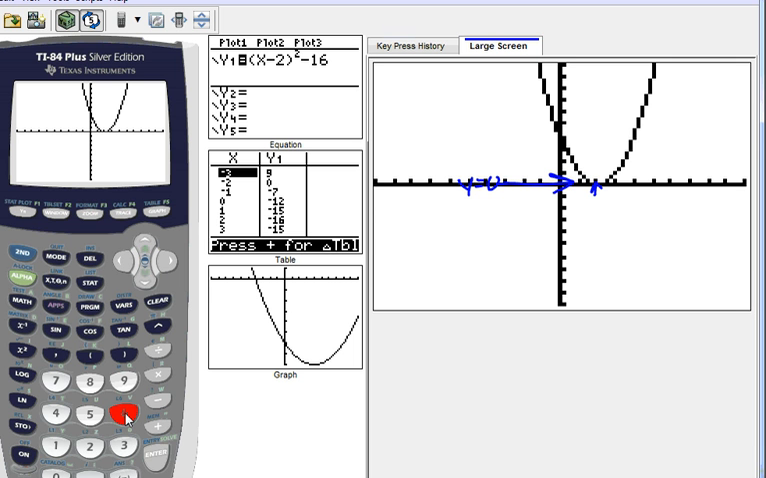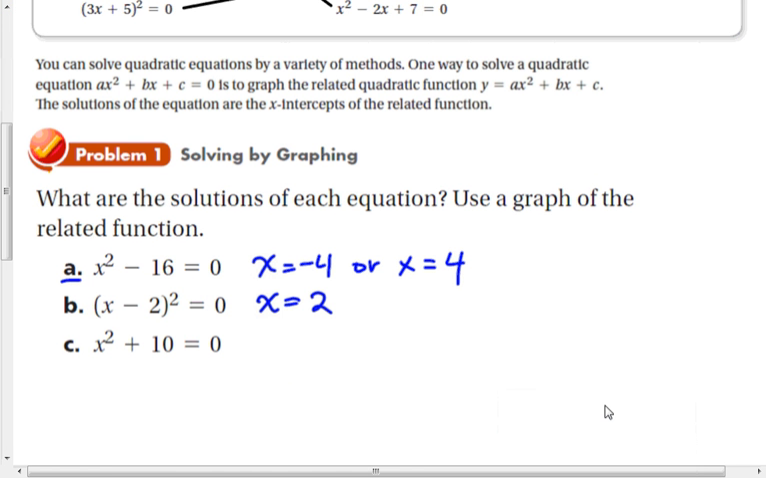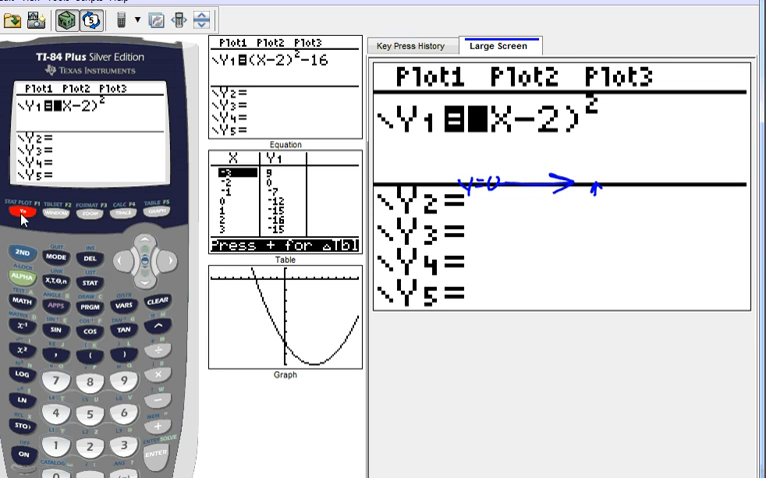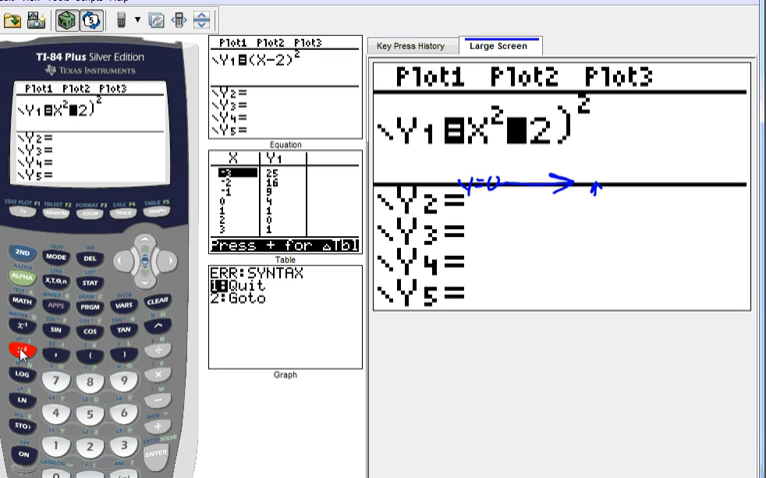So in this problem, x is equal to just 2 in this one. And notice, you might think negative 2, but negative 2 minus 2 is actually negative 4, and negative 4 squared is not equal to 0. And then the last one, x squared plus 10 equals 0. Let's put that into our calculator. Y equals x squared plus 10.